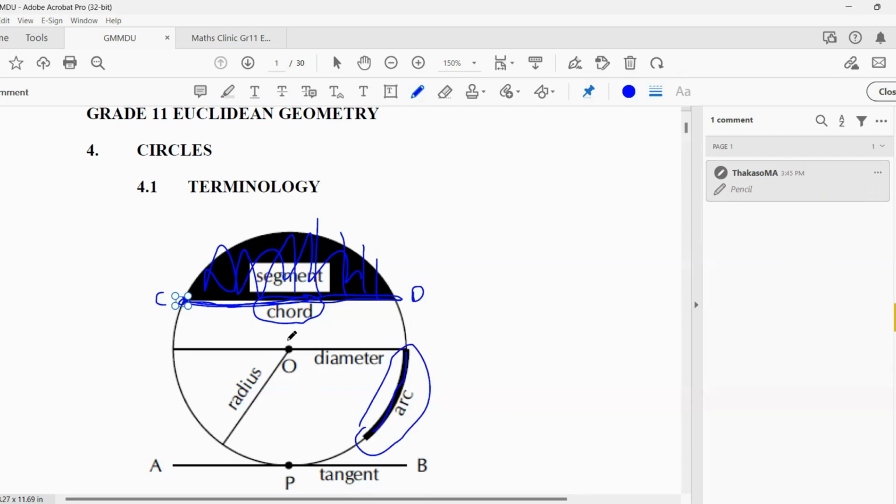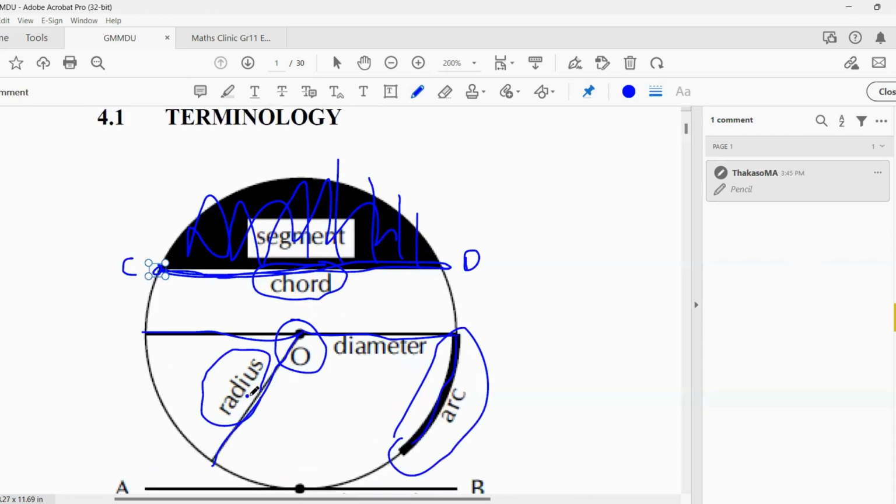Then we have the center of a circle. Any line that is drawn from the center to the circumference, we call a radius. Notice that there's also a line from the center to the circumference, that's also a radius. There's another line from the center to the circumference, that's also a radius. So we have 3 radii there. If it's one line from the center to the circumference, it's called a radius. If it's more than one, the plural is radii.